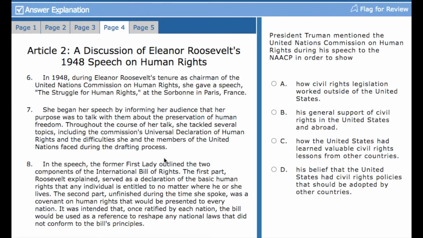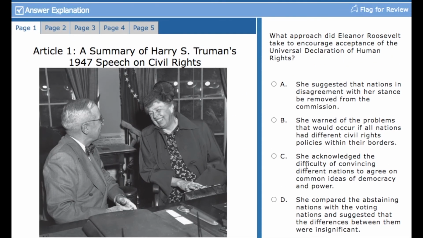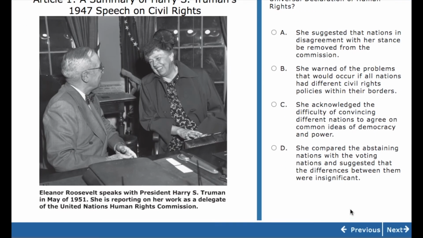Again, it's always good to pause and ask yourself, what do we know? What are we learning right here? Eleanor Roosevelt gave some kind of speech in France about human rights, and the purpose was to talk about the preservation of human freedom. And I should probably show you the next question here. The next question says, what approach did Eleanor Roosevelt take to encourage acceptance of the Universal Declaration of Human Rights?